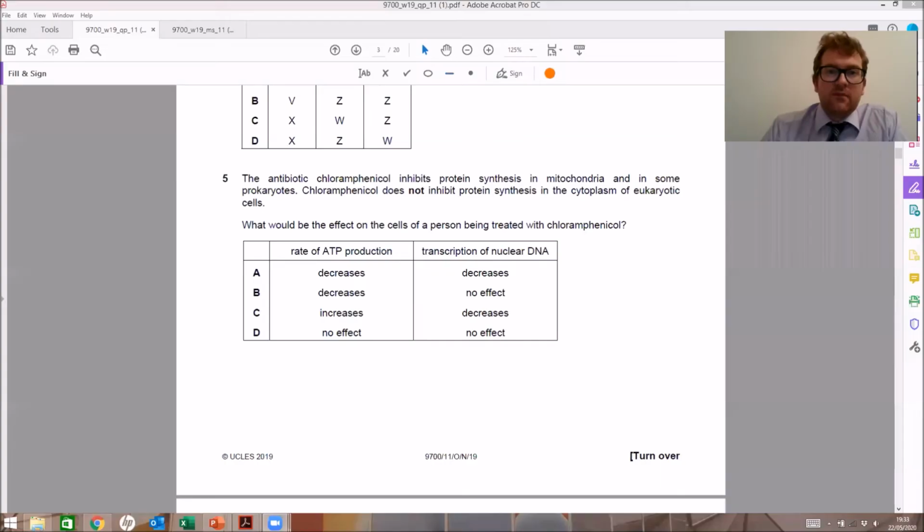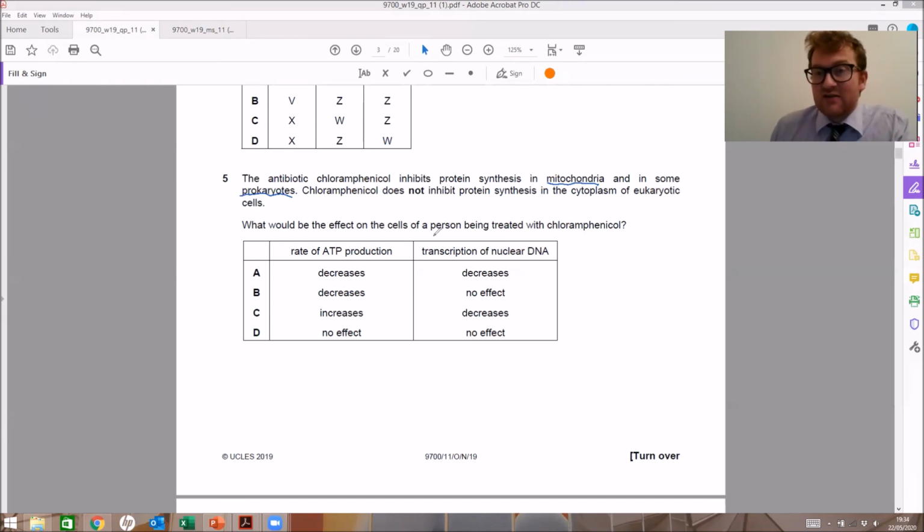All right. Question 5. The antibiotic chloramphenicol inhibits protein synthesis in the mitochondria and in some prokaryotics. Chloramphenicol does not inhibit protein synthesis in cytoplasm of eukaryotic cells. What would be the effect of a person being treated with chloramphenicol? Okay, well, this question you might get lost in the words. So it clearly says in the mitochondria, and in some prokaryotes, although this bit of the statement is irrelevant because it's really talking about inside of a person, not prokaryotics.